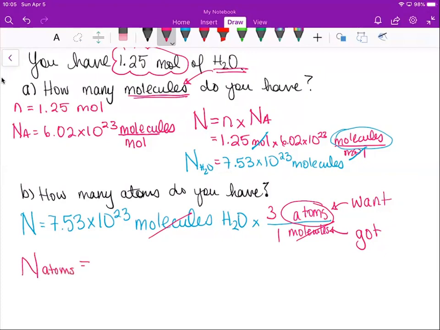So then I do number of atoms equals 7.53 times 10 to the 23 times 3. What's that going to be? Let's see. That's going to be 2.26 times 10 to the 24 atoms. Okay. So that's how you go from moles to number of molecules or number of atoms.